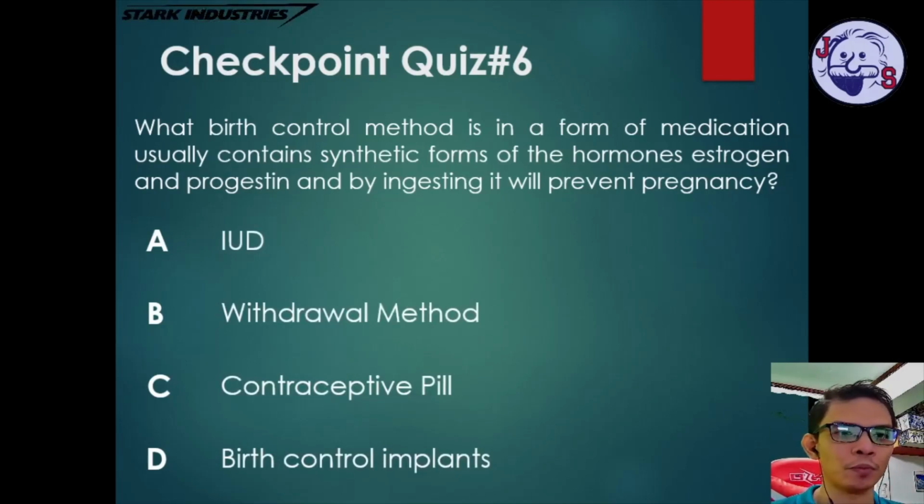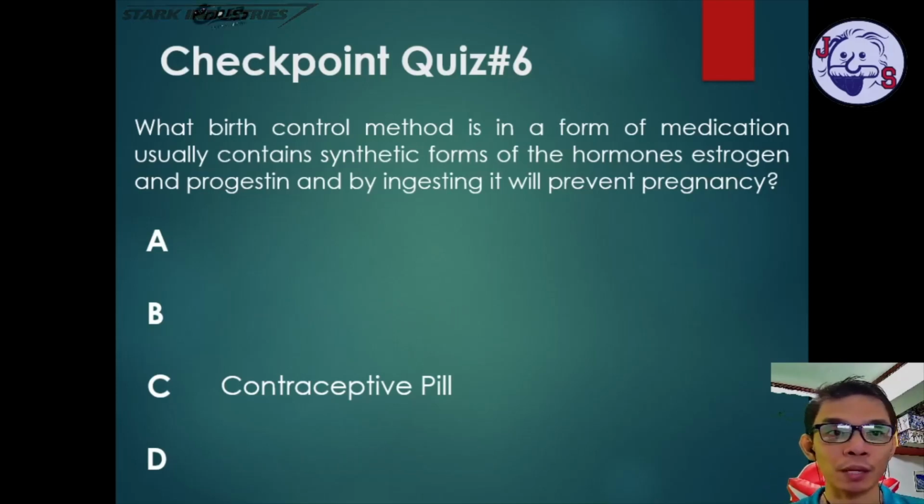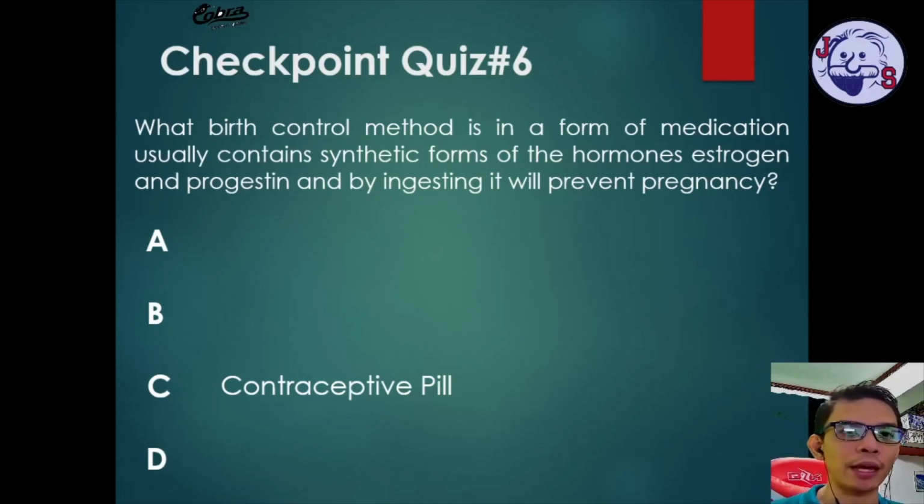With this question, the answer is none other than the contraceptive pill. The contraceptive pill is the one which is ingested, and it contains synthetic hormones that prevent pregnancy.